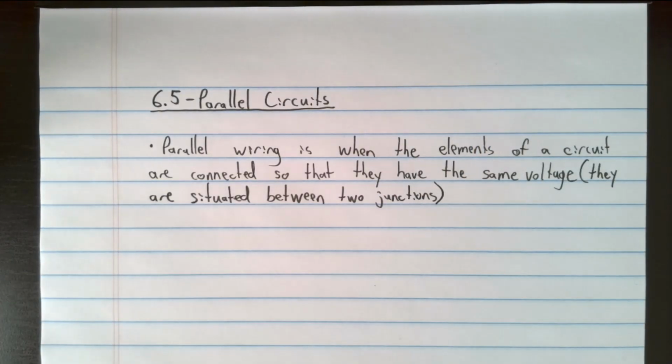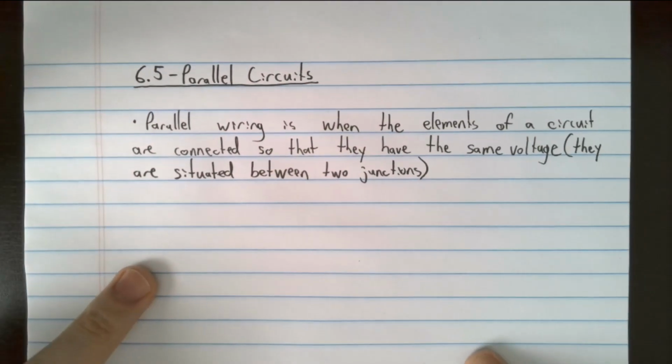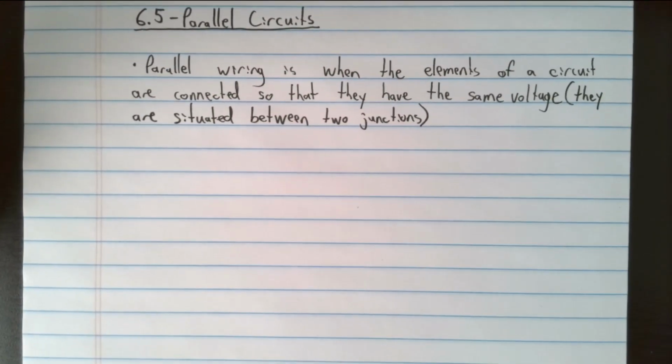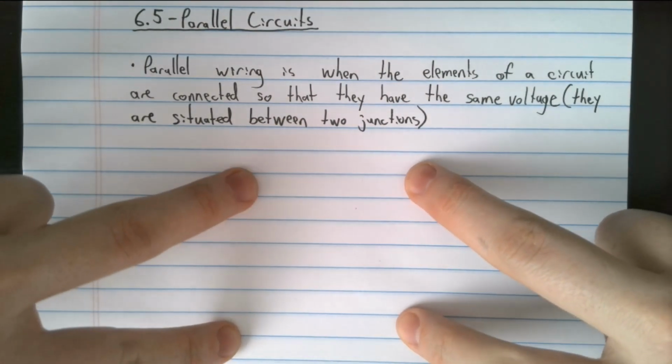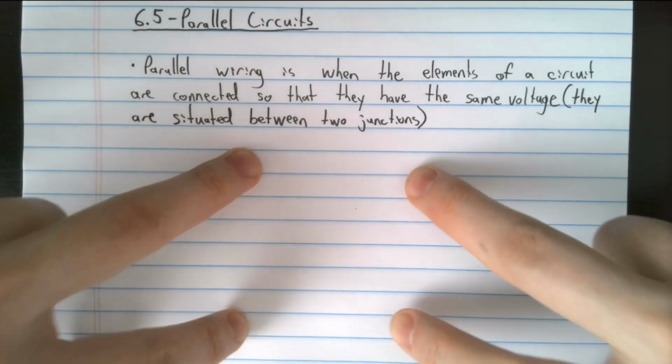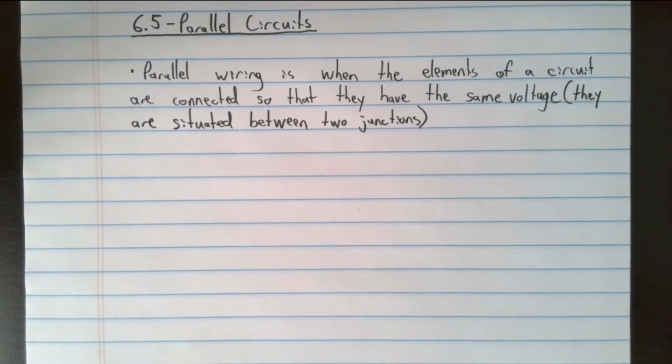By that I mean the wire splits. Those two elements are on their separate parts of the wire, and then the wire rejoins. The split in the wire and the rejoining of the wire are each called a junction. So we'll look at 4 pictures here. I'll have 4 pictures, some of which are parallel, some of which are not.